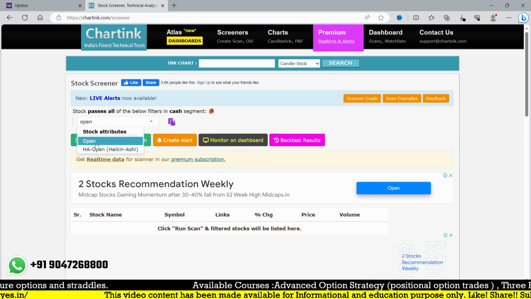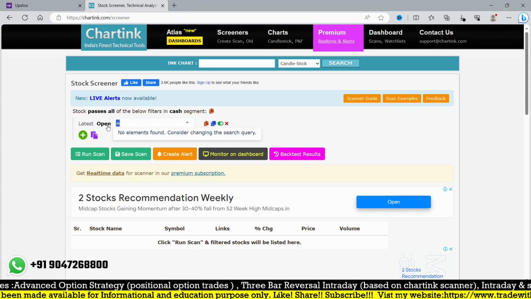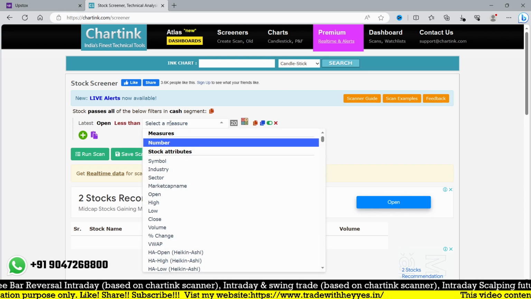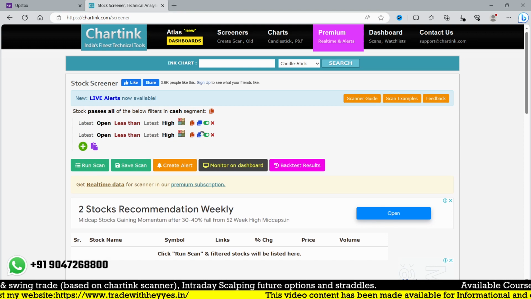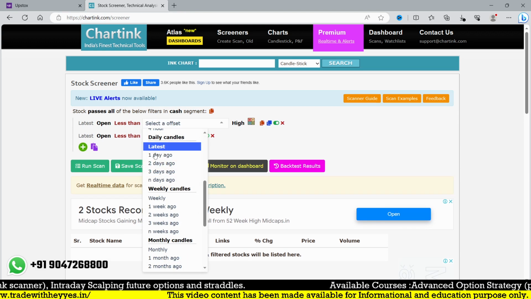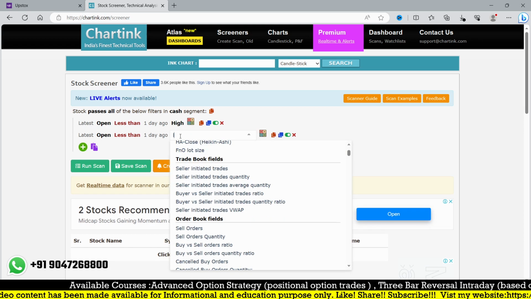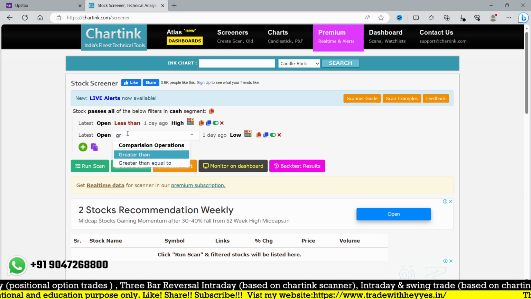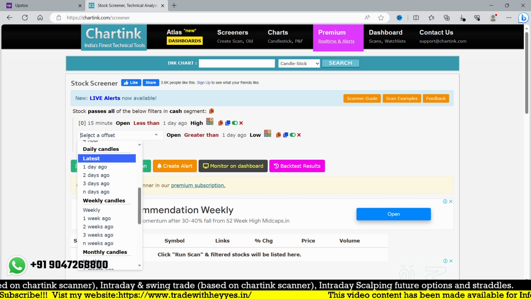So simply adding that open price must be less than the high, and copy this and copy again. So here, about 1 day ago high and 1 day ago low. It should be a simple one. Okay, and it must be a greater than. So we need a 15 minute candle.